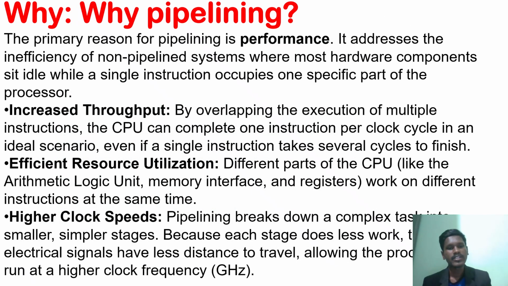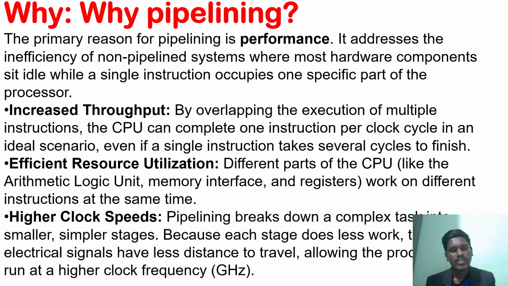So why is pipelining used? Pipelining is used mainly to increase the performance of the CPU. It addresses the inefficiency of the non-pipelined system, where most hardware components sit idle while a single instruction occupies one specific part of the processor. Why pipelining? Because it increases the throughput of the CPU. By overlapping the execution of multiple instructions, the CPU can complete one instruction per clock cycle in an ideal scenario, even if a single instruction takes several cycles to finish.